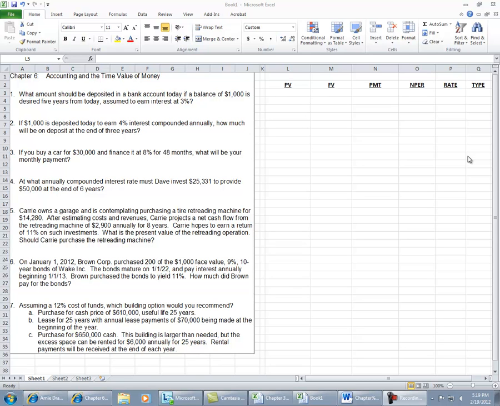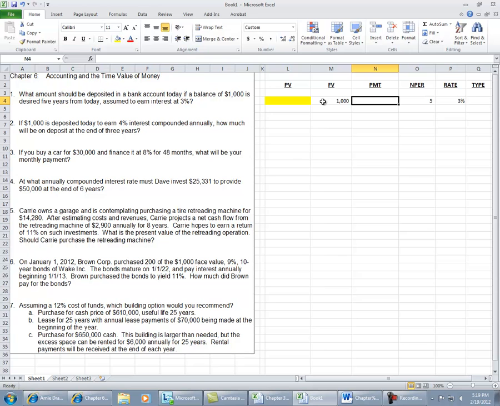Otherwise, the default in Excel is for ordinary annuities, where the first payment is due at the end of the period. In the first question, we want to know what amount should be deposited today. So we're going to be solving for present value. If a balance of $1,000 is desired 5 years from today, earning an interest rate of 3%.